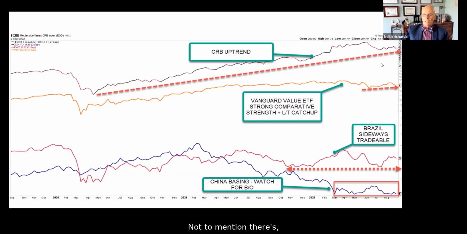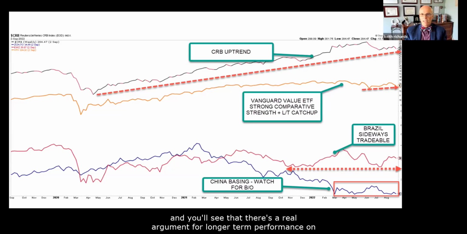And not to mention, if you read our most recent research report, so if you're a newsletter subscriber, you will have received our report arguing for the potential of a sideways market. And if you do read that report, you'll notice I put in a long-term chart, like I'm talking 100-year chart, of the CRB index, and you'll see that there's a real argument for longer term performance on commodities. So we definitely like commodities.